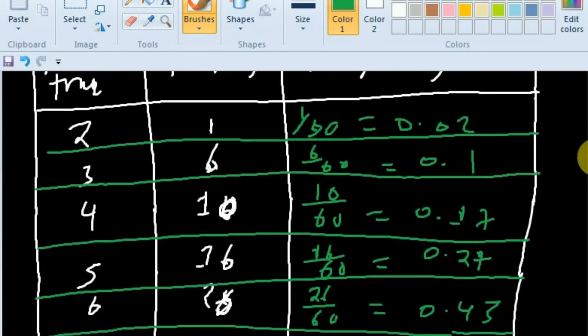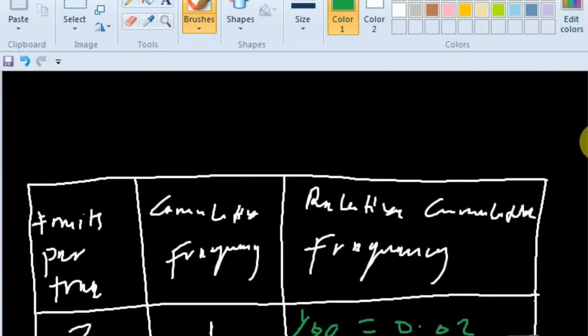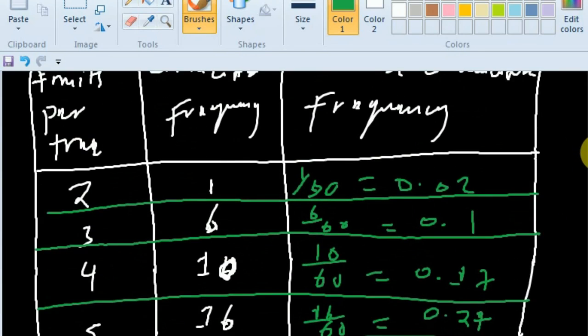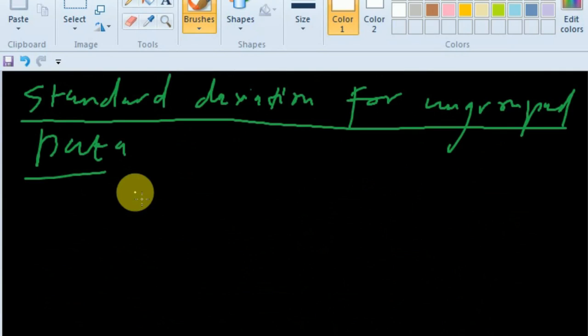So it is important first of all to find the cumulative frequency. After you find the cumulative frequency, it will help you to find the relative cumulative frequency. Where you have questions, you can ask in the group. So we continue. Now we are going to look at the standard deviation for ungrouped data.